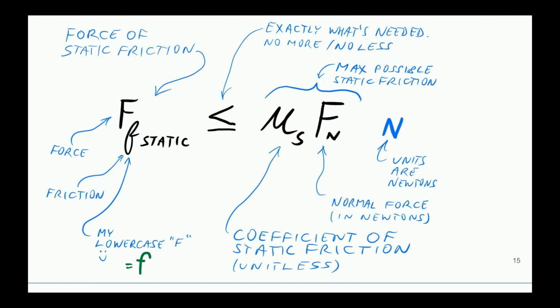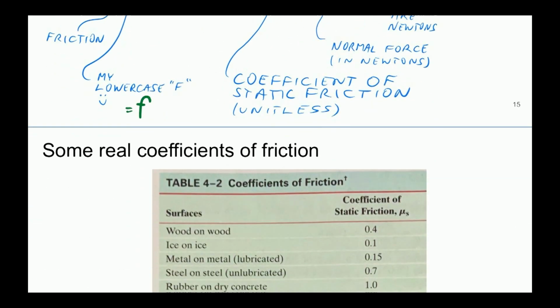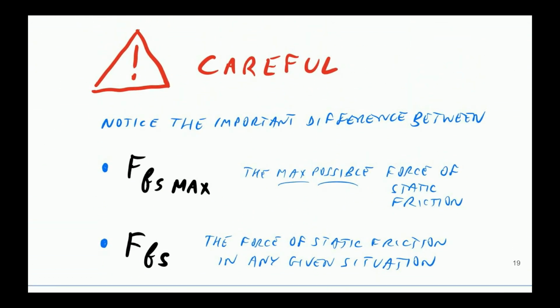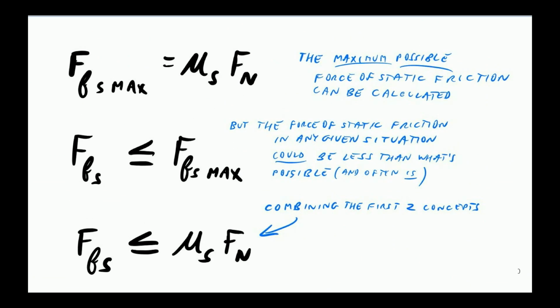So the less than or equal to says, in a given situation, you're not necessarily going to get the maximum possible, and you're probably going to get something less than that. Okay, so that's how that equation works. The less than or equal to has a definite meaning. I remind you here in this slide, this is just what I said, that the maximum possible is different than the force of static friction in any given situation. Make sure you're clear on that.